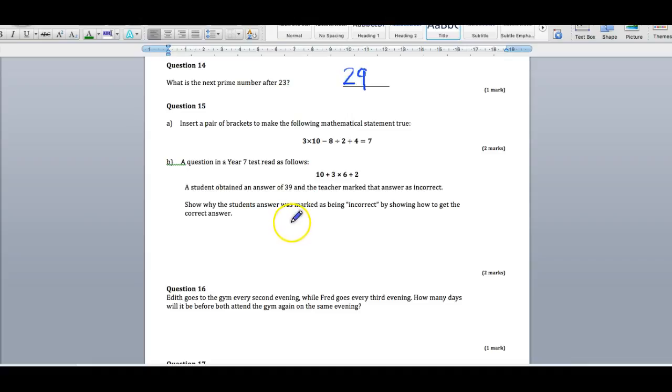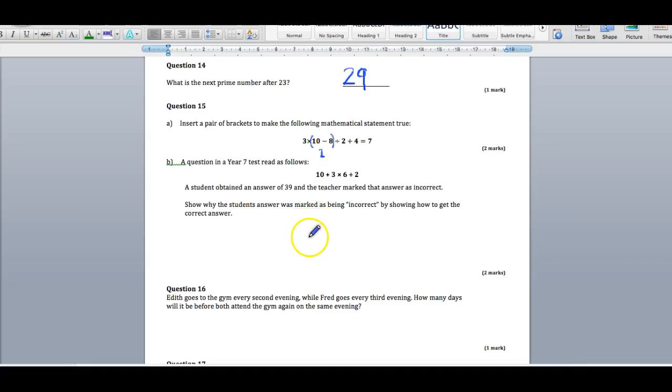All right, question 15. Insert a pair of brackets to make the following mathematical statement true. So this requires a little playing around. We don't follow the times and division first, okay, because if we did, we'd have 30 minus 4 plus 4, which does not equal 7. Okay, so we want quite a small number, so let's see how we go putting the brackets around here. So 10 minus 8 is 2, so 3 times 2 is 6, 6 divided by 2 is 3, and then add 4 is 7. Okay, so your brackets had to go around 10 minus 8.